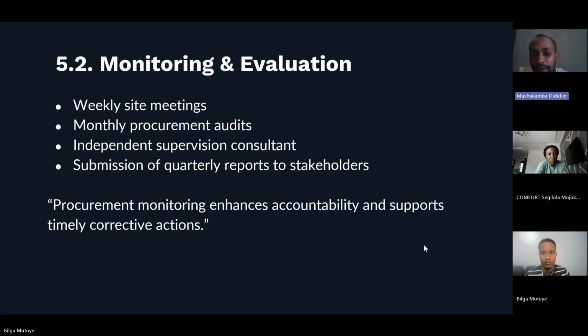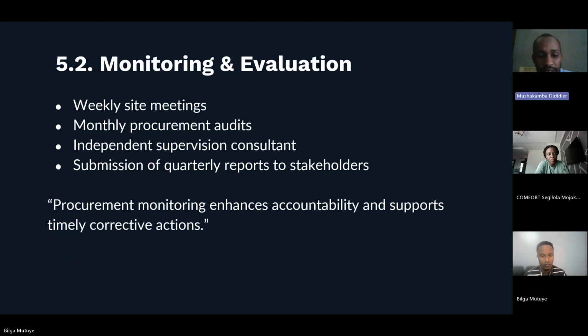The second one is monthly procurement audits. Once a month, we check the purchasing process to make sure everything is done correctly. It helps us catch mistakes early and ensure we are using resources wisely. The third one is an independent supervision consultant. We hire an outside expert to oversee the project. This person provides an unbiased view of how things are going and helps us improve our work.